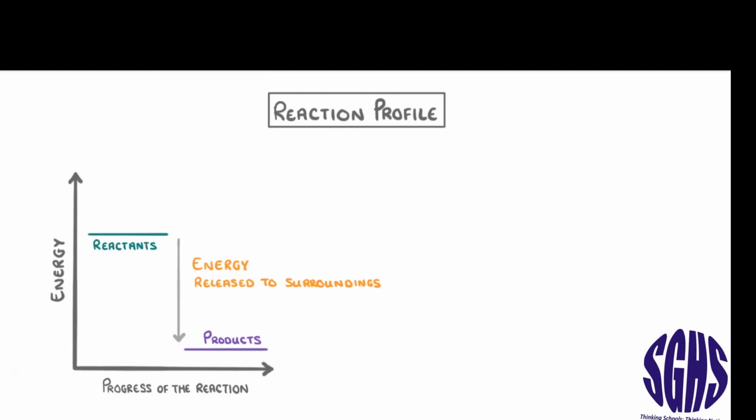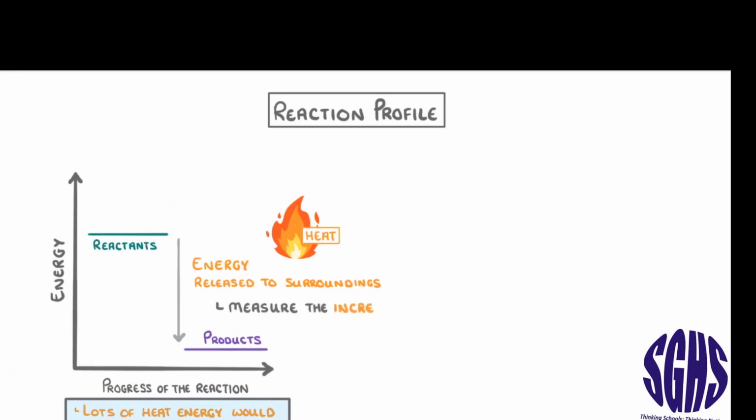And the most common way to exchange energy with the surroundings is in the form of heat. In this reaction, lots of heat energy would be released. So if we had done it in a sealed container, then we'd be able to measure the increase in temperature as the reaction progresses and releases heat energy. We call reactions like this exothermic.